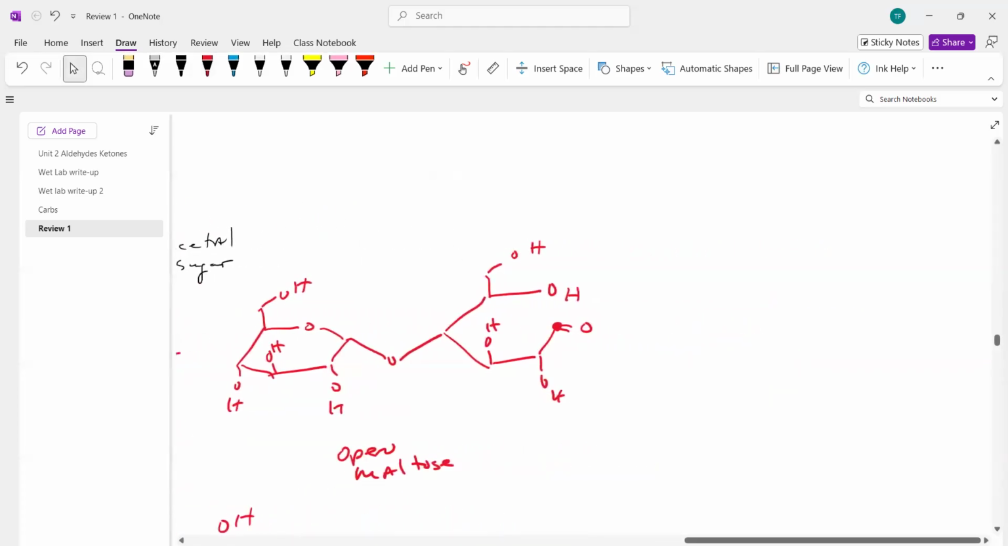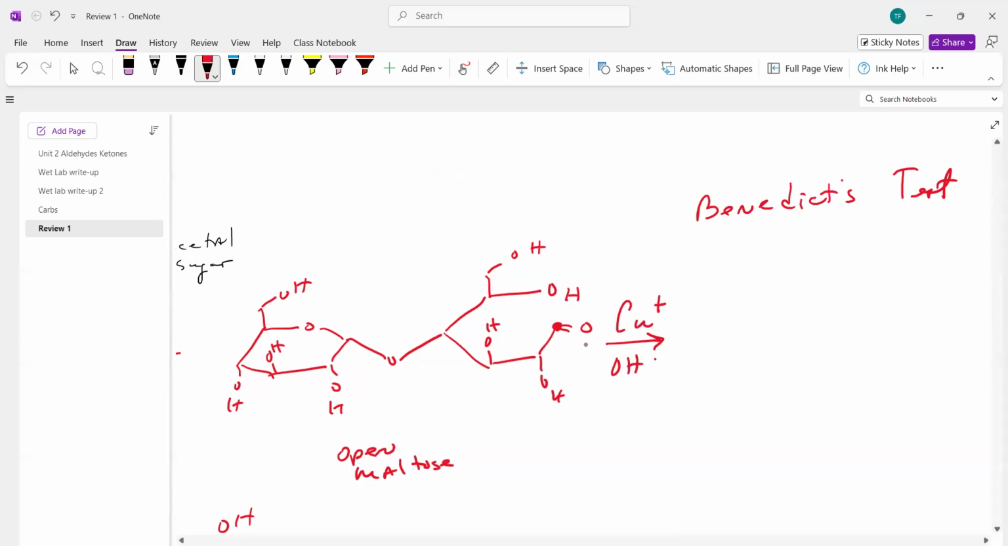Okay, so let's do the Benedict's test for this to see if it's a reducing sugar or not. Okay, so we're going to add to this, in a basic environment, copper plus two.